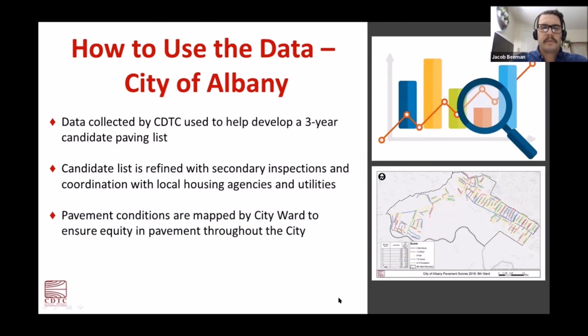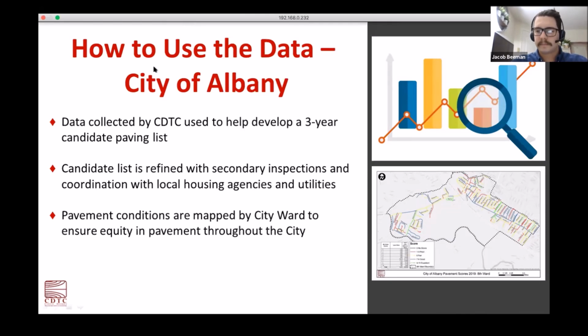So as Teresa mentioned, we do a number of pavement collection inventories for our own internal use, as well as working with member sponsors to collect data directly for them. And in one case, we collect data for the City of Albany on a biannual basis. We know that they're going to use this data to help inform their paving program, but I wanted to highlight the steps they go through to come up with their candidate paving list.